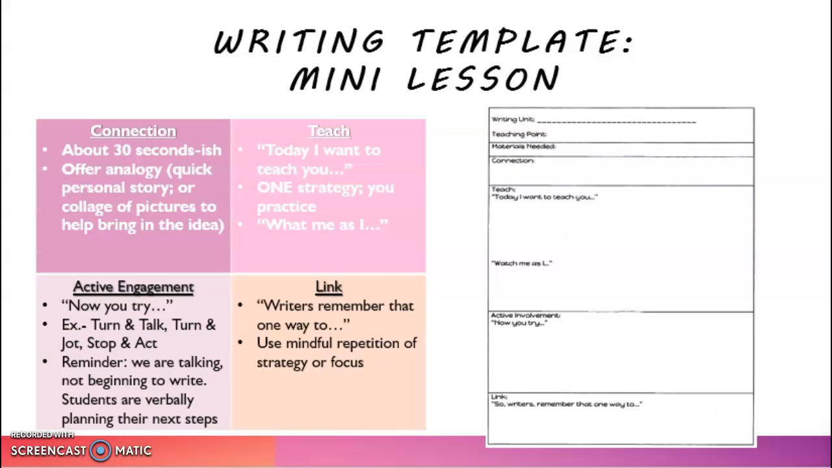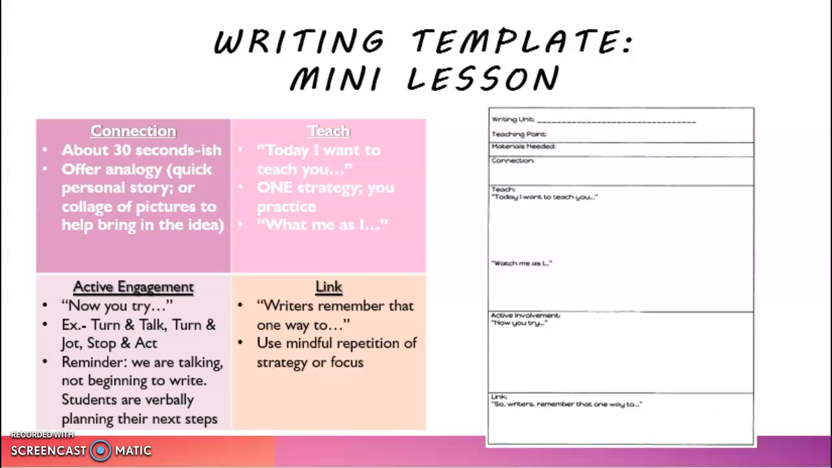The next part is your active engagement. You'll say things like, now you try. For example, you can do some turn and talk times during this. Turn and talk, or stop and act it out. Reminder, we are talking, not beginning to write.